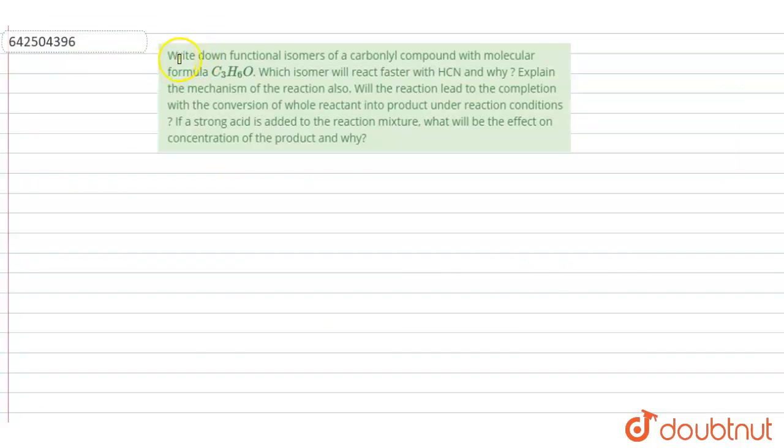Hello everyone, let's start the question. The question says: write down the functional isomers of the carbonyl compound with molecular formula C3H6O. Which isomer will react faster with HCN and why? And explain the mechanism of the reaction also.